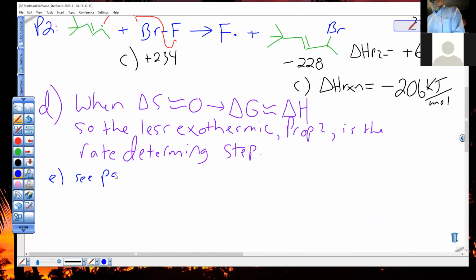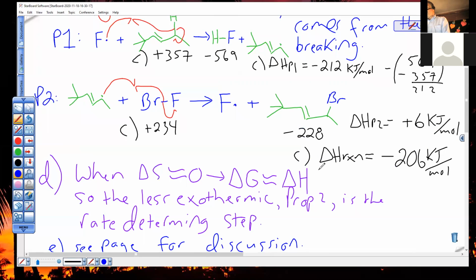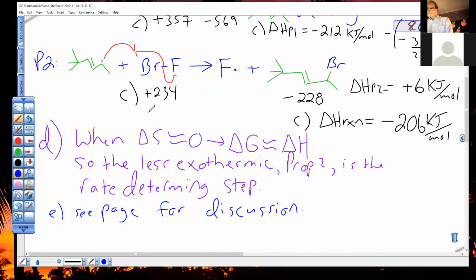See page 6 for discussion, because only three of you are here for the original lecture. You've got to give this argument. You've got to talk to me about prop 2. I don't care about prop 1 anymore. Once you identified prop 2 is the rate determining step because it was less exothermic, that's the one we need to talk about. So we're going to diagram that transition state, and it's endothermic.